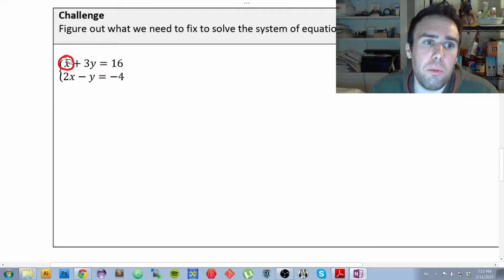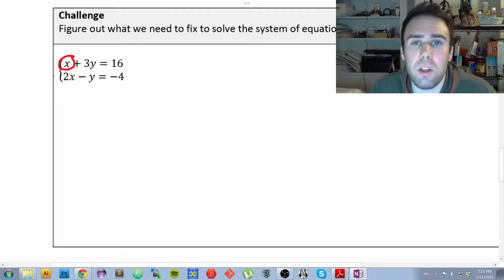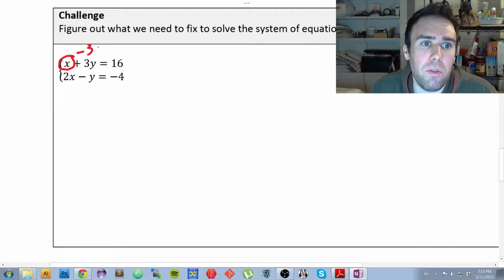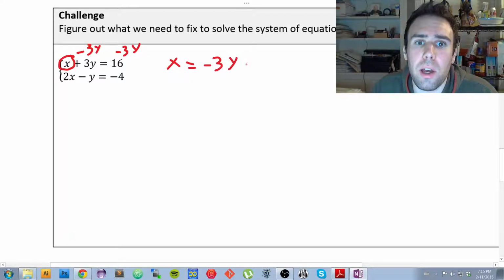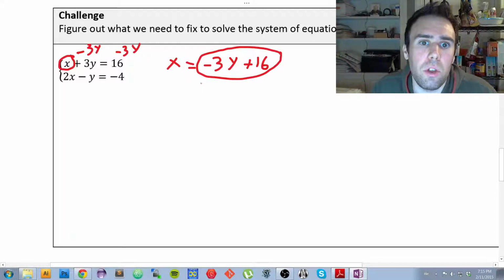So it looked to me as though this x was ready to be all alone. It didn't have anything in front of it. It didn't have a times 2, a times 3. The only thing we need to do is take care of this right here. So if I subtract it from both sides, there we go. We will have our x all alone. And now I will have an expression which I can use to plug into our second equation.